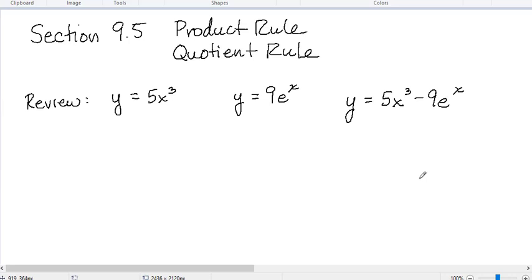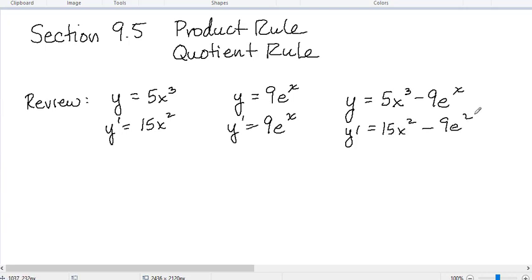Section 9.5 has two new rules for how we find derivatives, and it's derivatives of more and more complicated functions. So just to review, we have two basic rules. We have the x to the n rule, so the derivative of 5x cubed would be 15x squared. And then we have an e to the x rule, where the derivative is itself. And then using those two basic derivatives, we can add or subtract to get 15x squared minus 9e to the x.